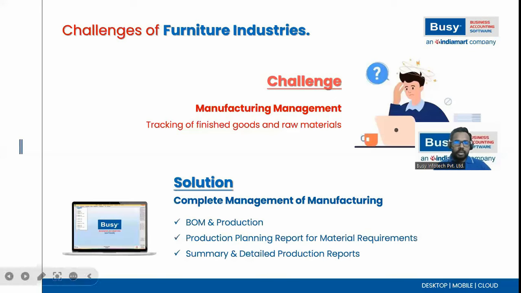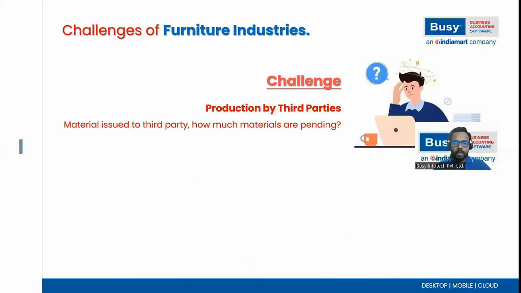Going further, let us see some more challenges he was facing. In the next slide, let me tell you some other challenges: production by third parties, material issued to third parties, and how much material is pending. At the end of the day he couldn't get how many raw materials he has given to the third party, how much he has received back, and how many finished goods he got back from the job work vendor. It is a difficult task by manual work. Once he purchased the software, everything is automated here.